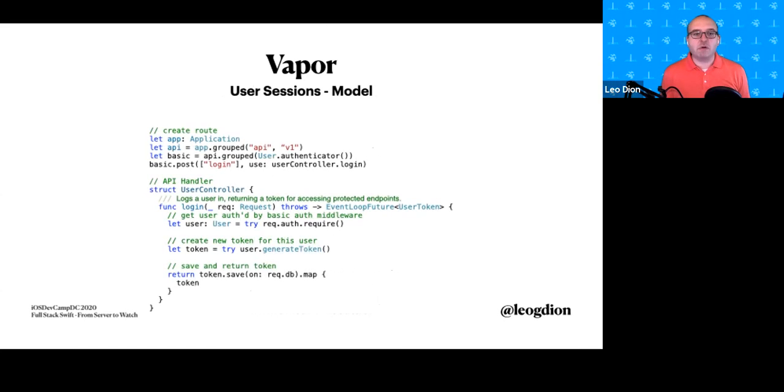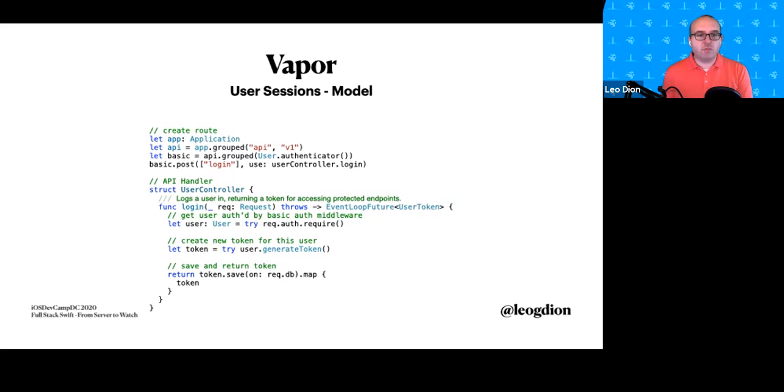So here is how an API call can be set up in Vapor. In this case, we are going to have some sort of application where we can configure the code. And then we're going to set up a grouped path of API 1. And then we make sure that we accept only user authentication. So we're going to group it based on this authenticator for the user. And then we're going to set up a post call to login to create the login REST API for this.